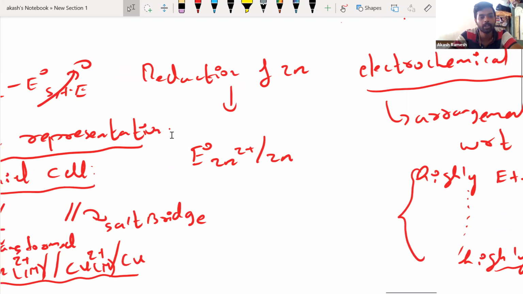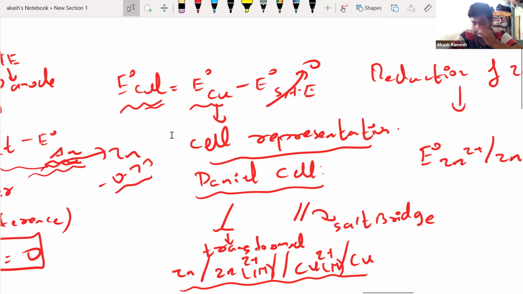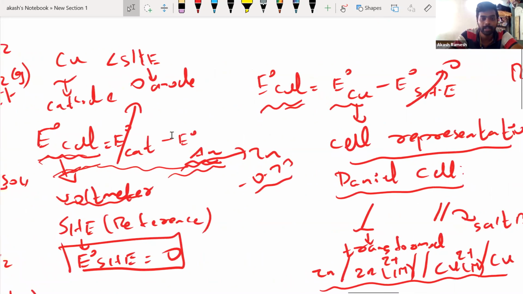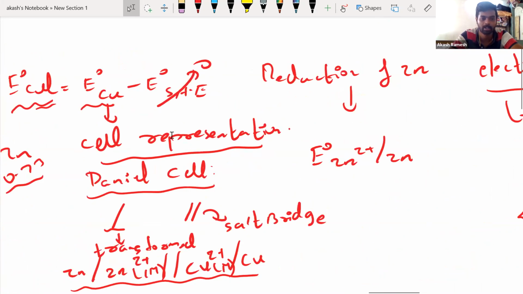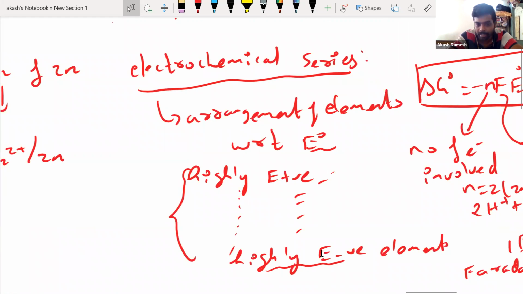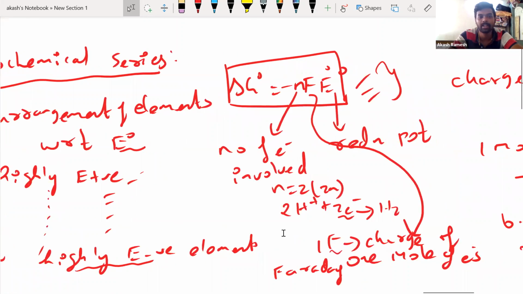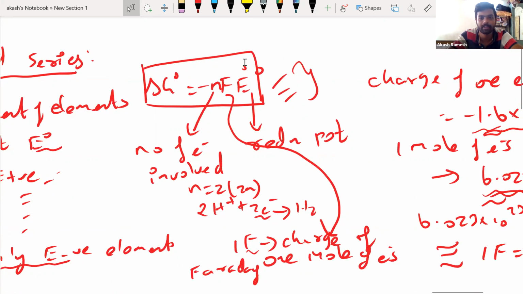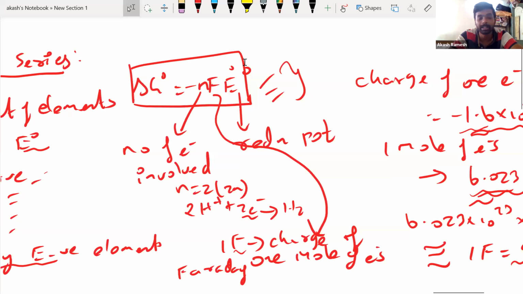Okay, fine. Now that we know all the reduction potentials of all the elements, right? Then we went on to see what is this electrochemical series. Electrochemical series is nothing but arrangement of elements with respect to the E0 values, right? So either you start with highly electropositive element and end with highly electronegative elements, or you can even do the opposite. Okay, and at last, I told you that this equation is very, very important, right? Now I'm going to connect my reduction potential values with this delta G. Okay, and the equation is delta G is equal to minus nFE0.